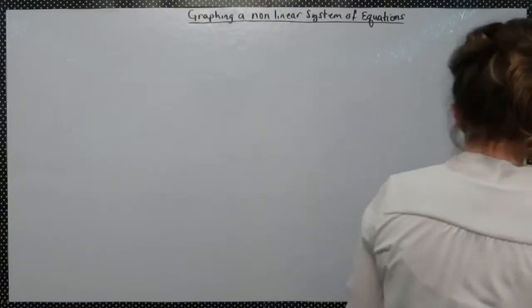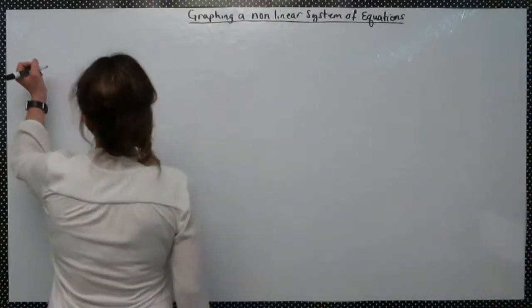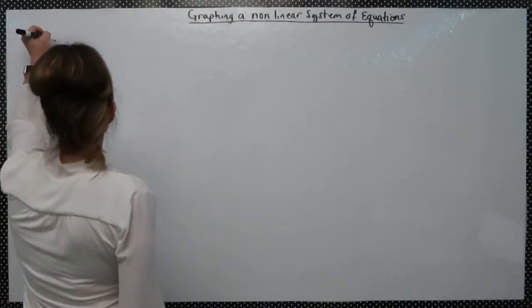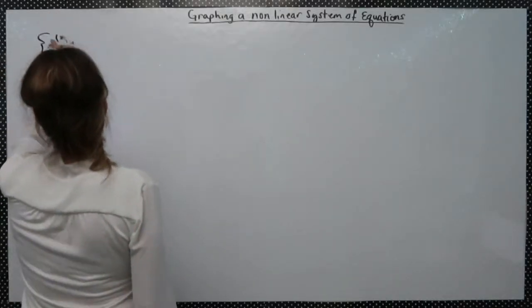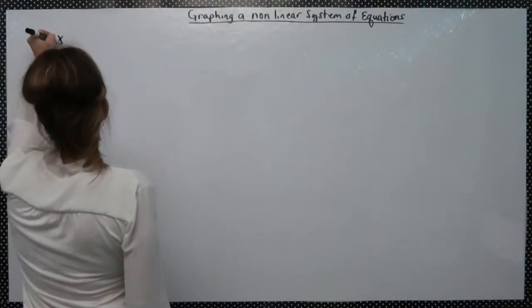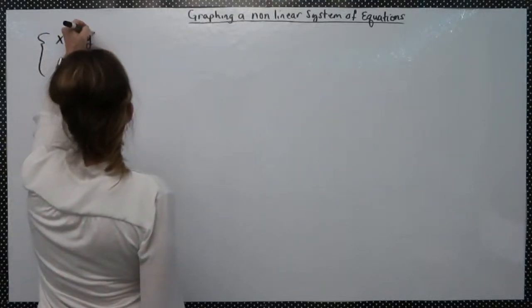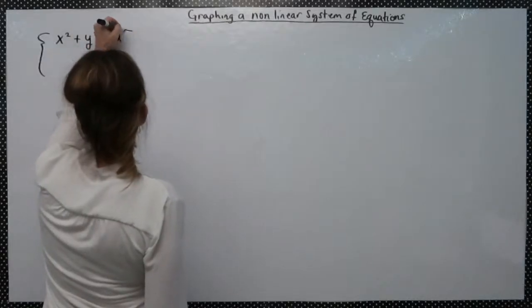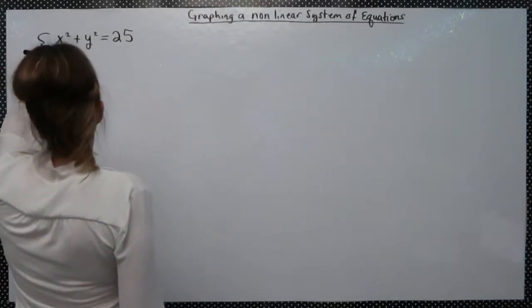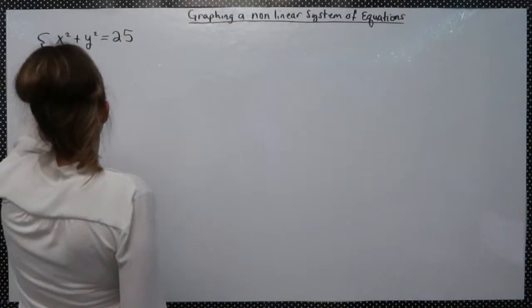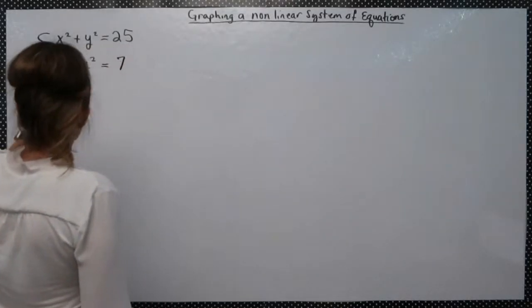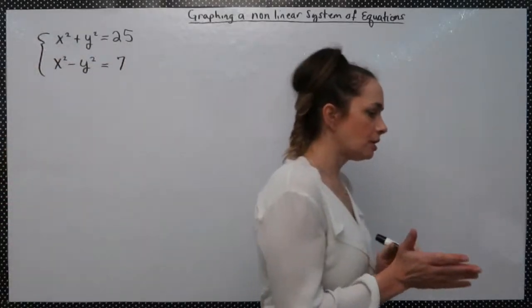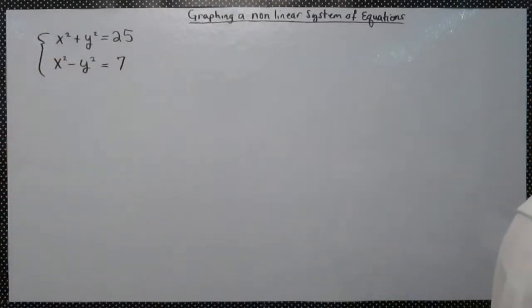All right, so this system I have picked out, this is a circle. So we have, oh, wait, that's not right. It's x squared plus y squared equals 25. And then it's a hyperbola, so it's x squared minus y squared equals 7. And I just picked this one out today, and I started looking back on what I knew about hyperbolas.